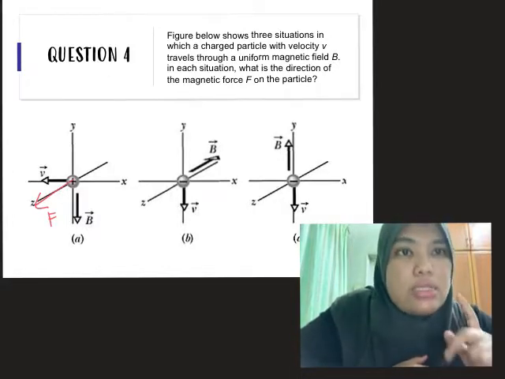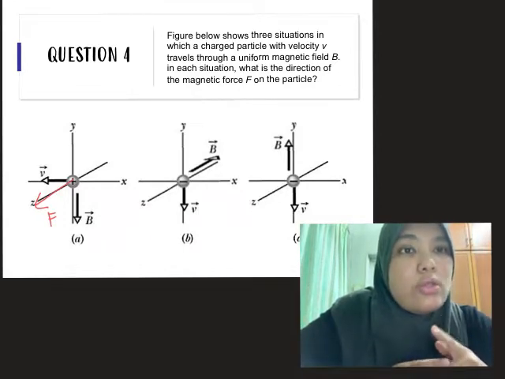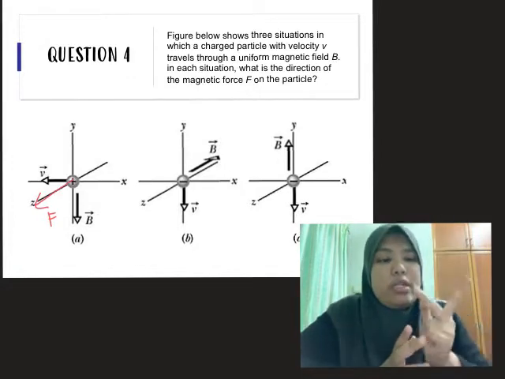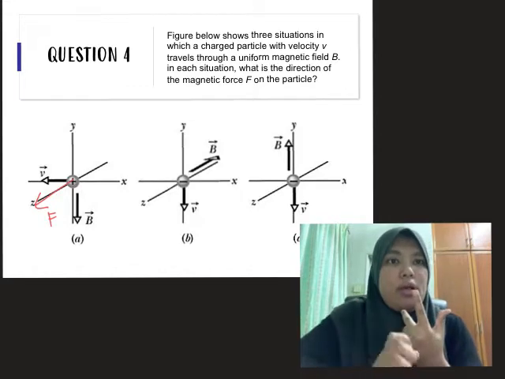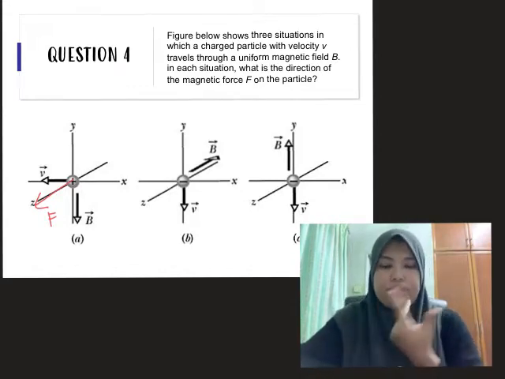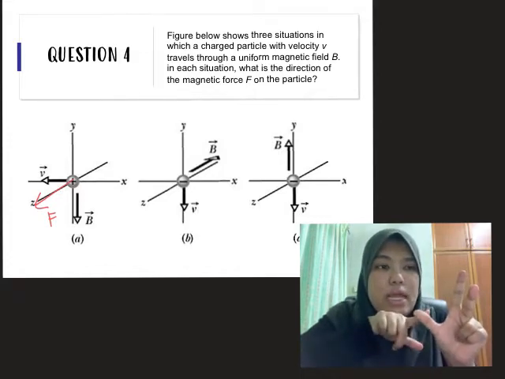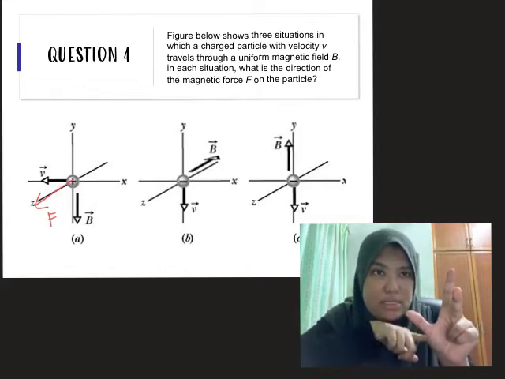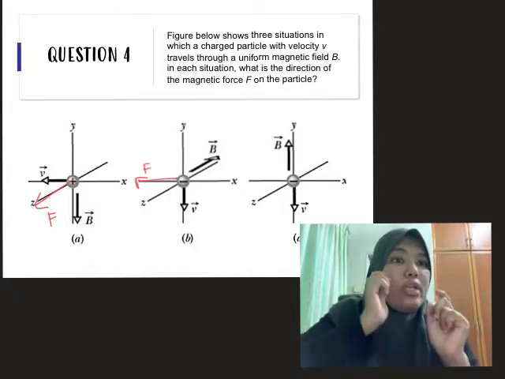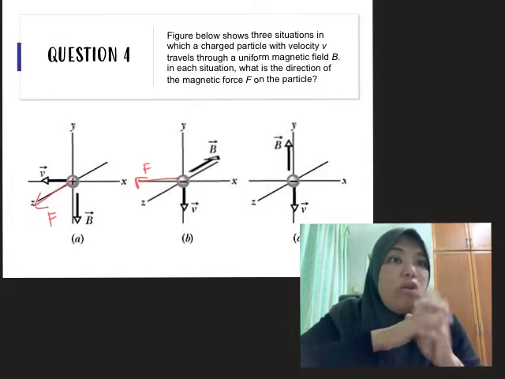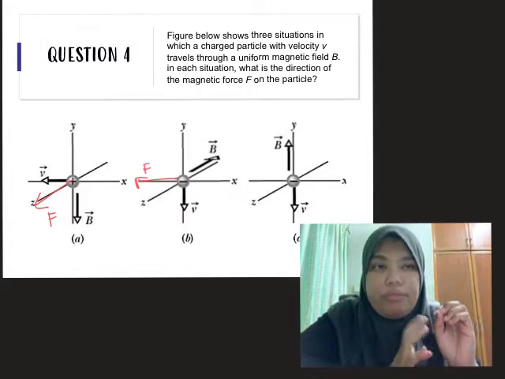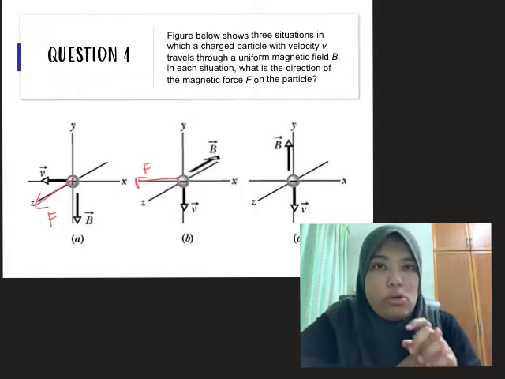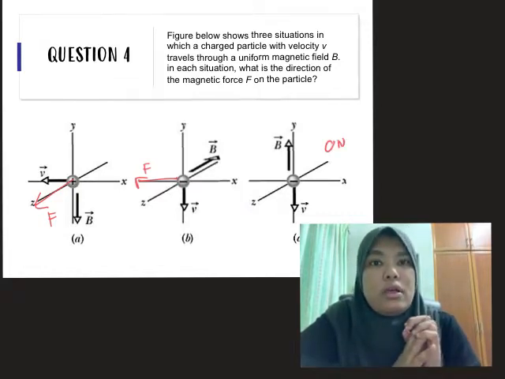For question B, the direction of the magnetic field is away from you. But this is an electron, which means the velocity is going to be upward. The diagram shows downward, but for the electron you need to change the direction of the velocity, which is upward. The magnetic field is away from you, so the direction of the magnetic force is going to be along the negative axis. For question C, it obviously shows that the magnetic field and the velocity are parallel to each other, therefore the answer is going to be 0 Newton. That's how you do this kind of question.